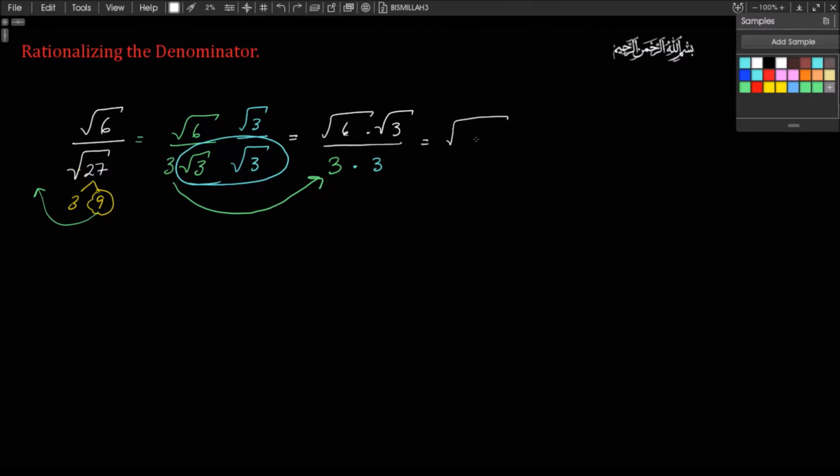Now we can simplify the numerator by bringing this 6 and 3 together. This becomes 6 times 3. This is because we learned this rule before. Square root of a times square root of b equals square root of ab, and vice versa. So we brought the 6 and 3 together like this. And the denominator becomes 3 times 3 is 9.